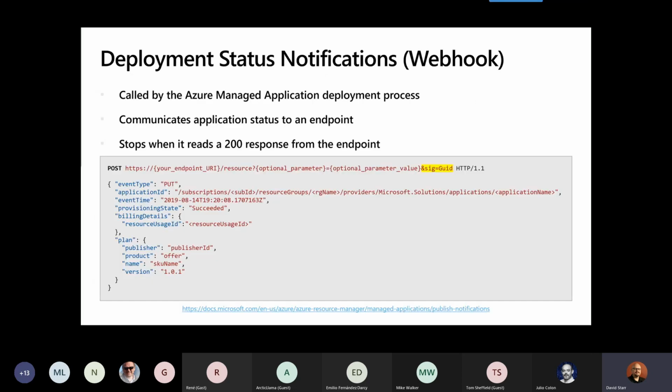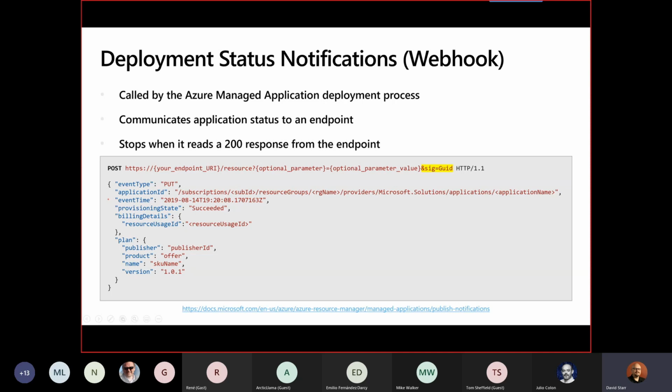This is an example of a message that a webhook will get when it's called. And notice here, this is one place that you pay attention to very carefully in these webhooks. So we look at the provisioning state. This is the provisioning state of the Azure Managed Application and the resources associated with it. If we get a succeeded, then we're good to go.